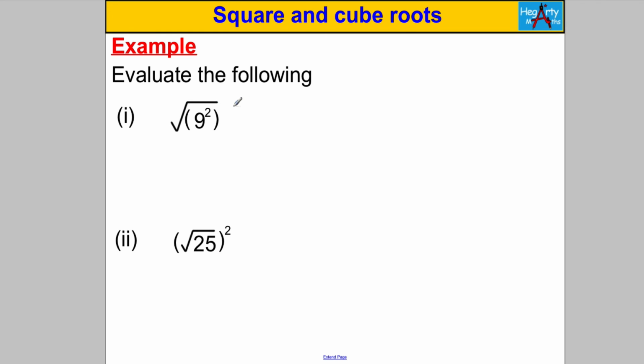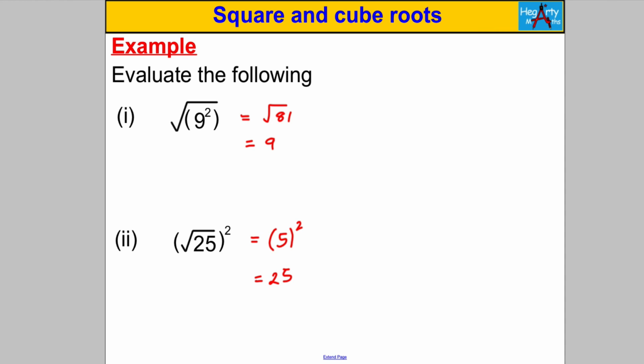Right, imagine someone asks you to evaluate the following. The square root of 9 squared. Well, on the one hand, you can work out 9 squared, it's square root of 81, and we know the square root of 81 is 9. And similarly here, someone might ask you the square root of 25, work that out and then square it. So the square root of 25 is 5, and we must square it, and we get 25.